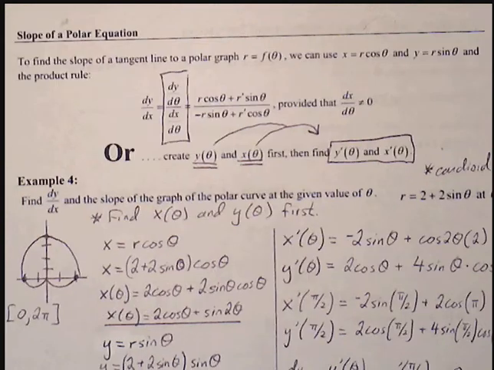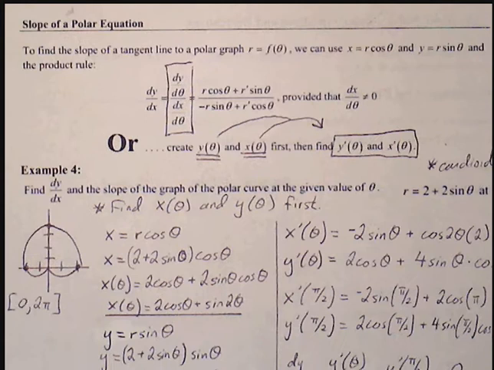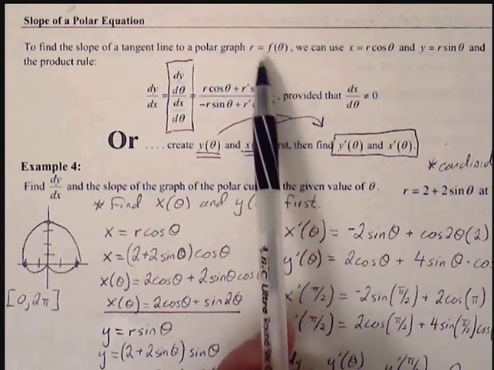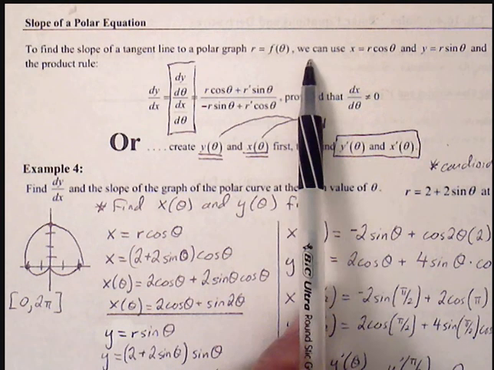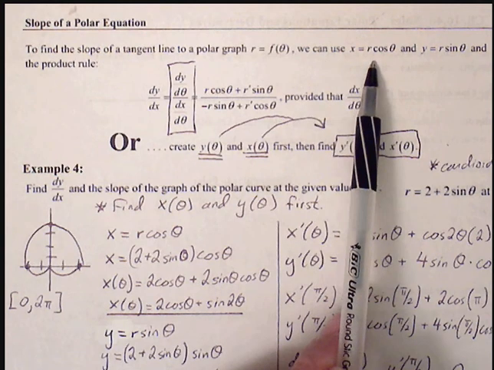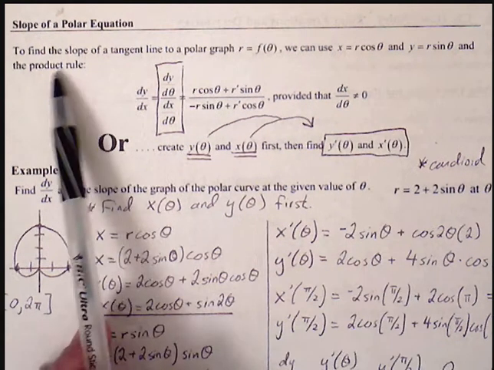Hey, so finishing up on notes, for 10.4b we're going to look at the slope of a polar equation. So this will resemble a lot like slope of a parametric equation. To find the slope of a tangent line to a polar graph, r is equal to f of theta, we can use x equals r cosine theta and y equals r sine of theta and the product rule.